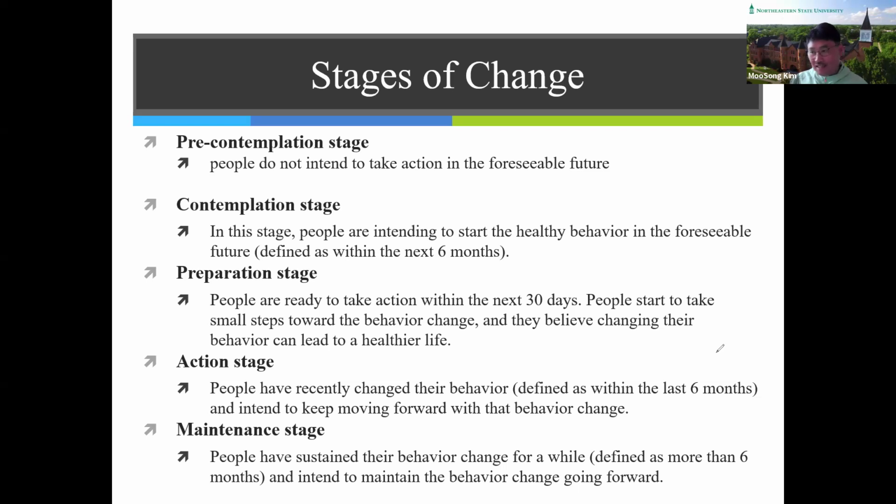And the last stage is the maintenance stage. So people have sustained their behavior change for a while, like more than 6 months, and also they have an intention to maintain the behavior change going forward. So we can categorize people into these 5 different levels based on their readiness or motivation to change their behaviors.